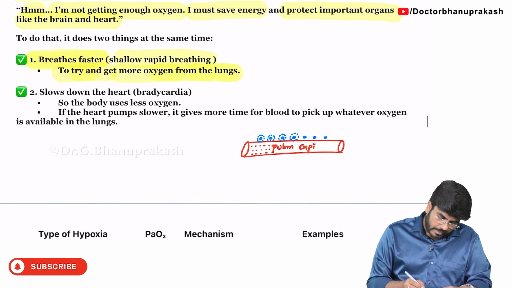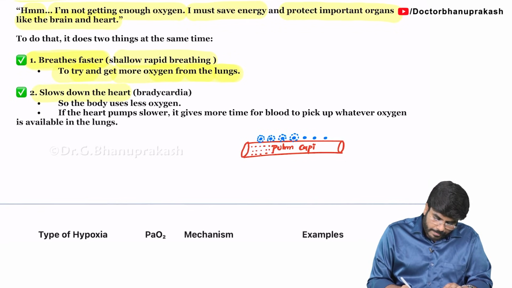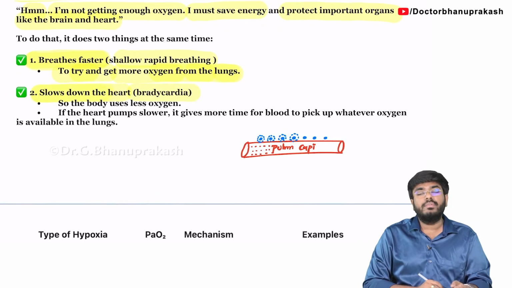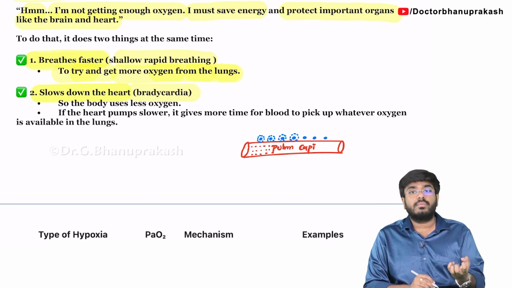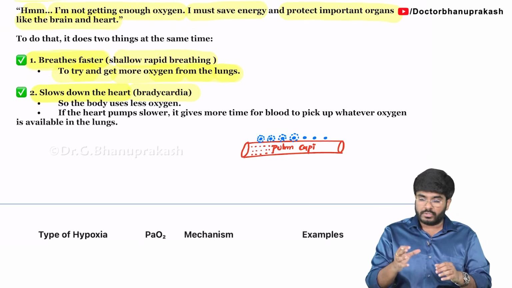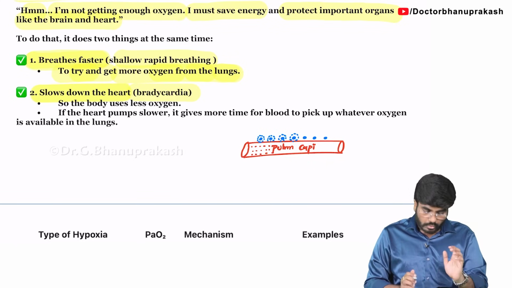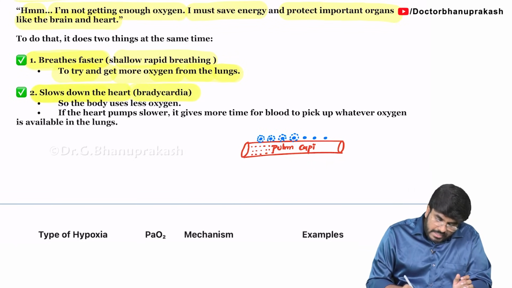Okay. Next, what will happen? You are going to slow down your heart rate. Why are you slowing down your heart? Because you are not getting enough amount of oxygen, right? If your heart is beating fast, more blood will go to the tissues, and your tissues will take up more and more oxygen. So you are slowing down your heart, which means bradycardia.